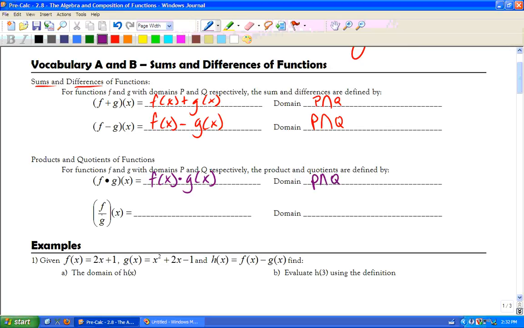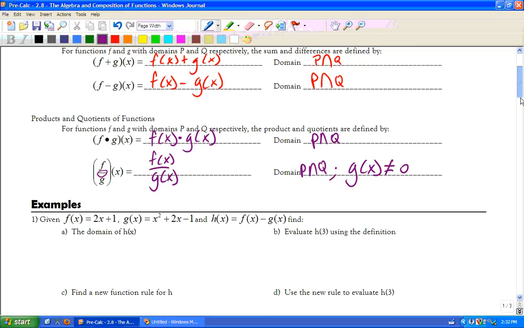The only one that's going to have a different domain is the quotient, where we're dividing. This is f of x divided by g of x. The domain is once again the intersection of p and q, but we have one tiny little exclusion: g of x cannot equal 0. Obviously, because then we're trying to divide by 0. That doesn't go over too well when you're following the rules of algebra.